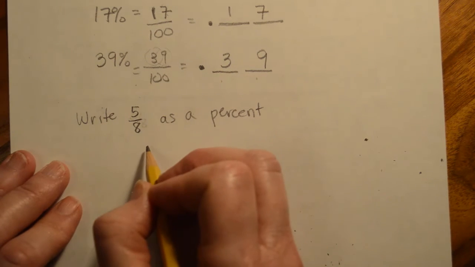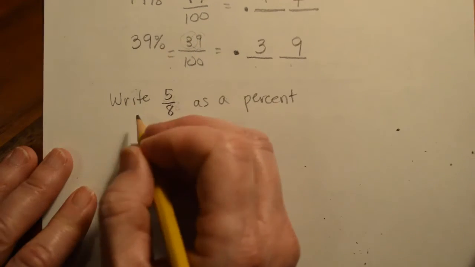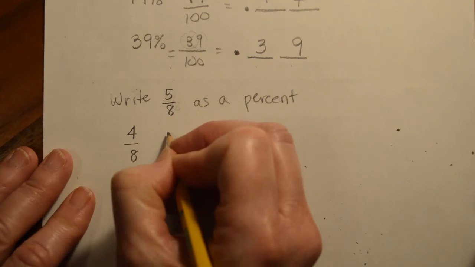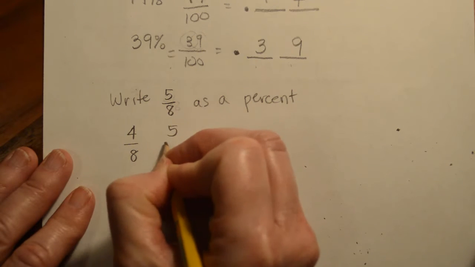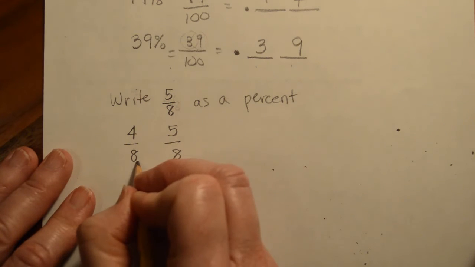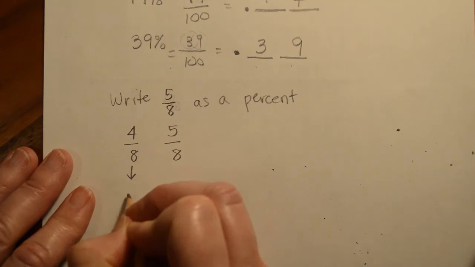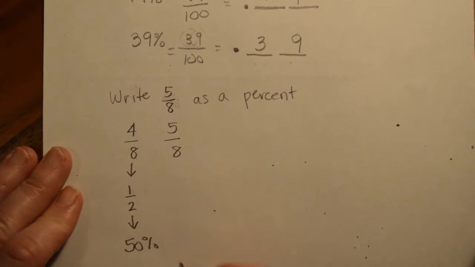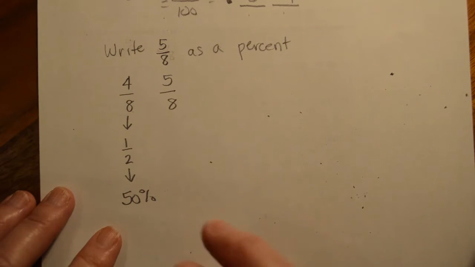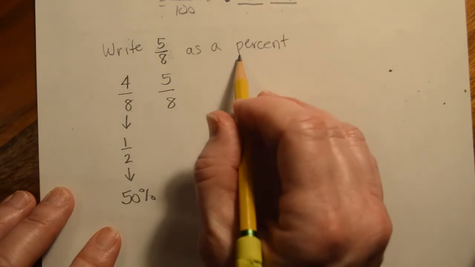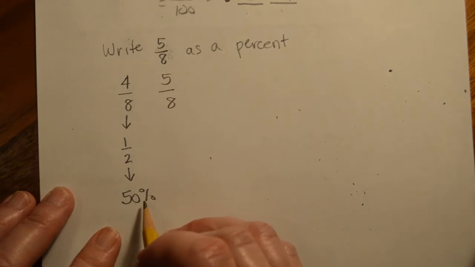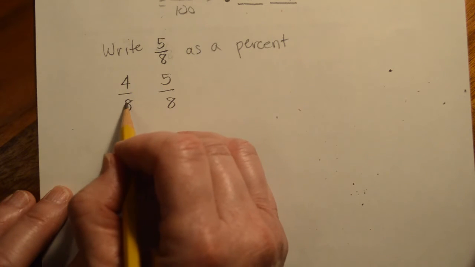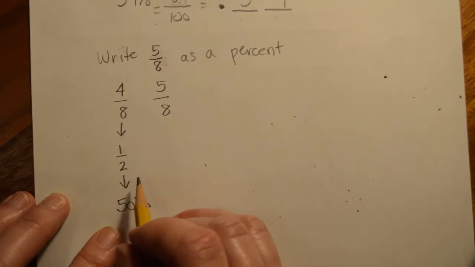There's a couple things we could do. First of all, I can compare it to another fraction that I know that's a little bit nicer. I'm going to compare it to 4/8. So 4/8 is just slightly smaller than 5/8. And 4/8 we know is 1/2, and 1/2, hopefully you know, is 50%. So if it says write 5/8 as a percent and they give us some choices, it has to be bigger than 50%, because the nice fraction just next to it, 4/8, is 50%. 5/8 should be a little bit bigger than that.